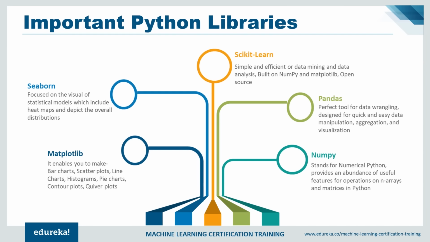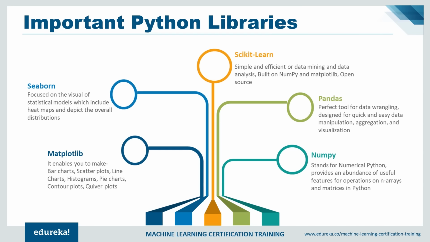First of all, I'll talk about matplotlib. What matplotlib does is enable you to make bar charts, scatter plots, line charts, and histograms. Basically, it helps in the visualization aspect. As data analysts and machine learning engineers, one needs to represent data in a format that can be understood by non-technical people such as people from marketing, sales, and other departments as well. Another important Python library we have is Seaborn, which is focused on the visuals of statistical models, including heat maps and depicting overall distributions. Sometimes people work on data which is more geographically aligned, and in those cases heat maps are very much required.